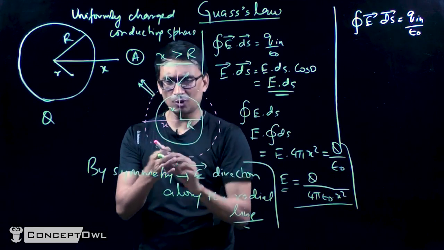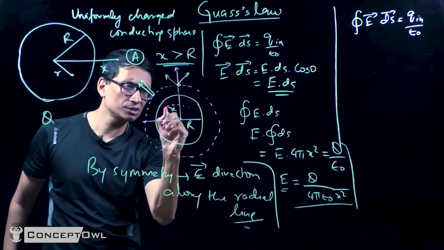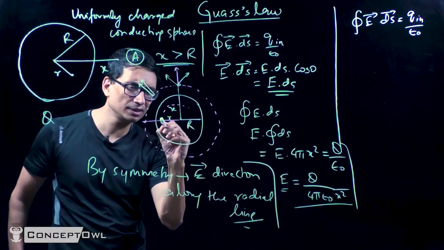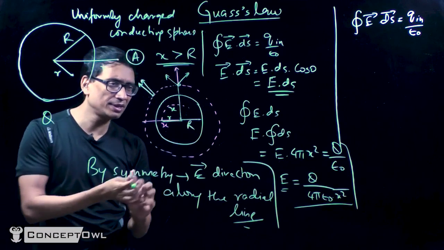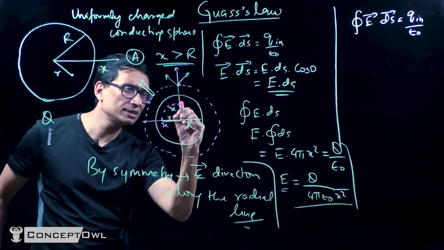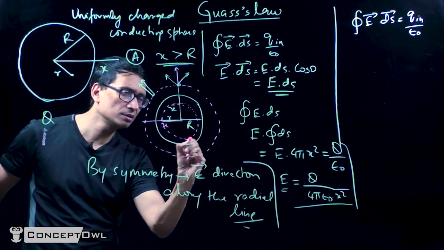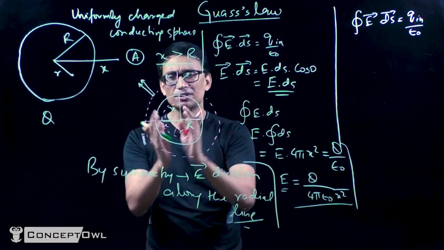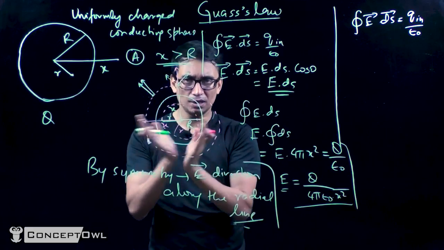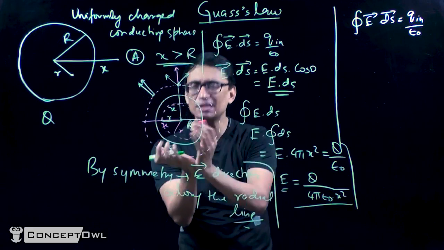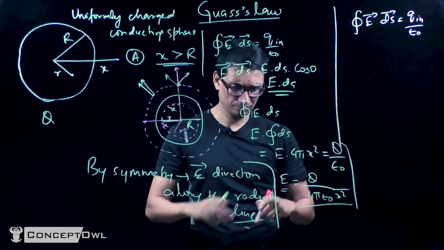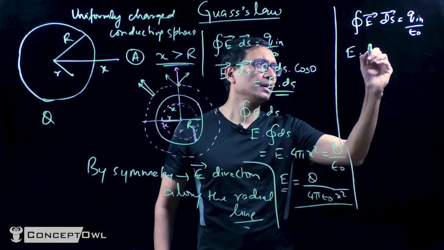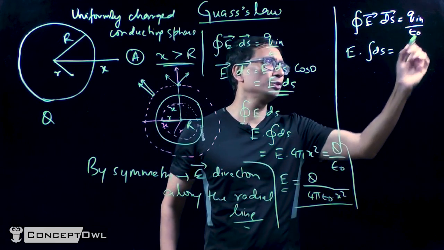Same logic. I want the field at a distance, let us say r. This is my r. So I'll take a Gaussian surface, a sphere of radius small r. Again by symmetry, E and ds will always be along the same direction, and E is going to be the same at every point. So this is equal to E times integral ds, which is equal to q internal upon epsilon naught.